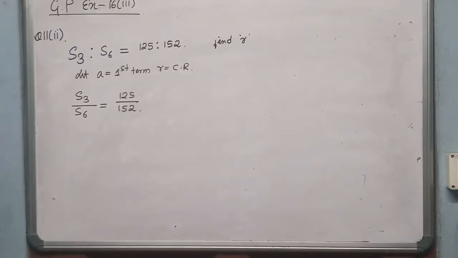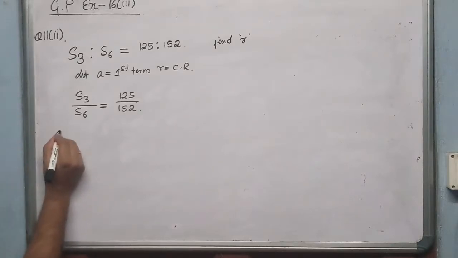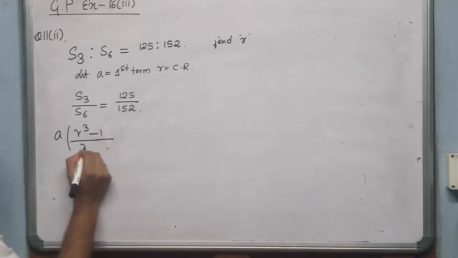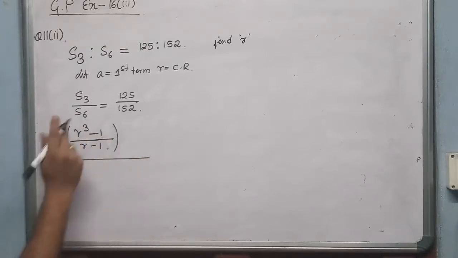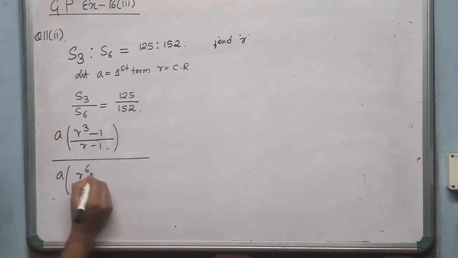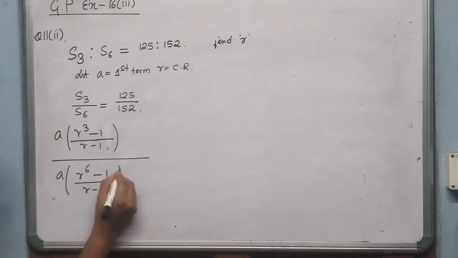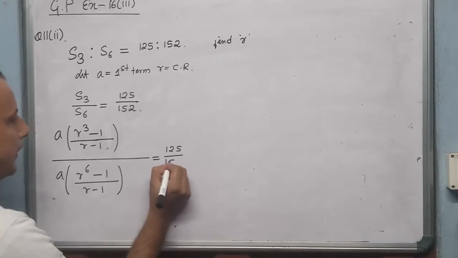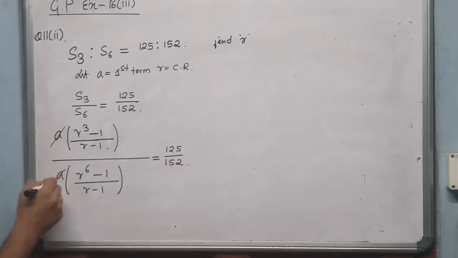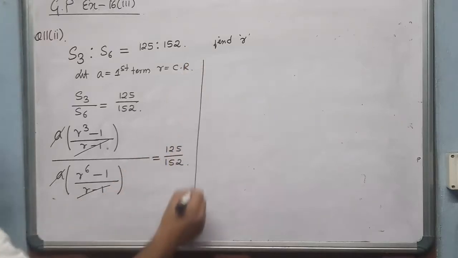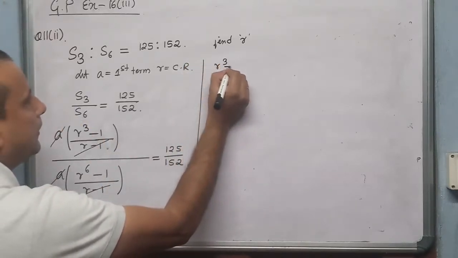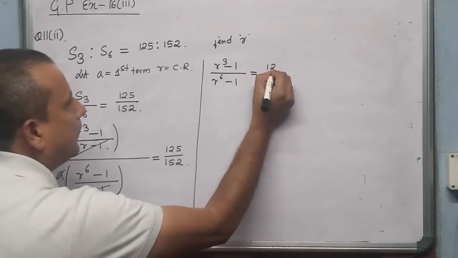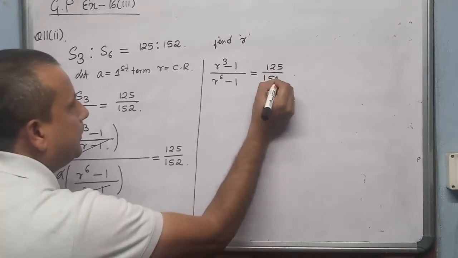Now the sum formula S3 will be A (r to the power 3 minus 1) divided by (r minus 1), over S6, which would be (r to the power 6 minus 1) over (r minus 1), is equal to 125 over 152. So that A gets cancelled, r minus 1 gets cancelled. Now we have a little bit different calculation: (r cube minus 1) over (r to the power 6 minus 1) is equal to 125 by 152.